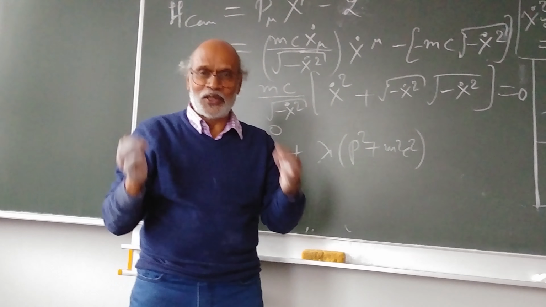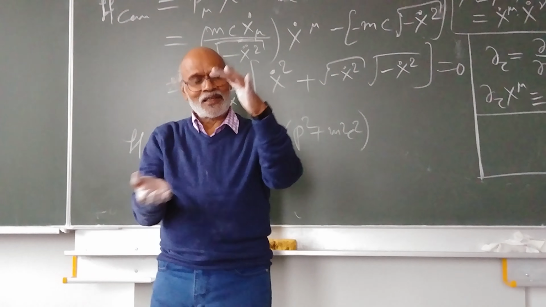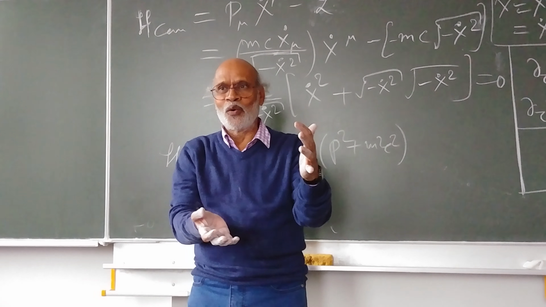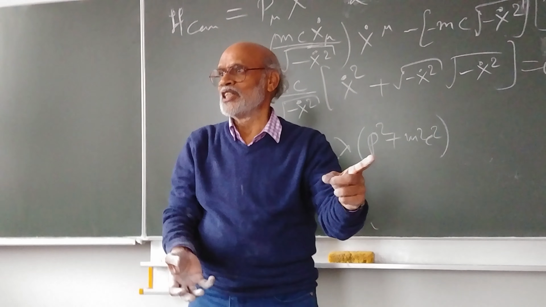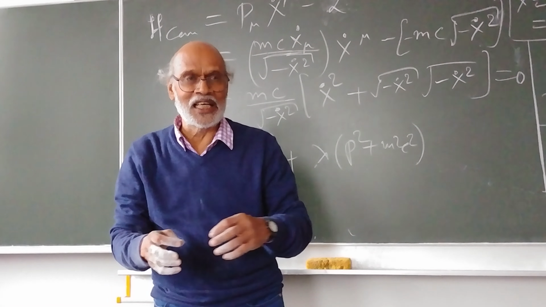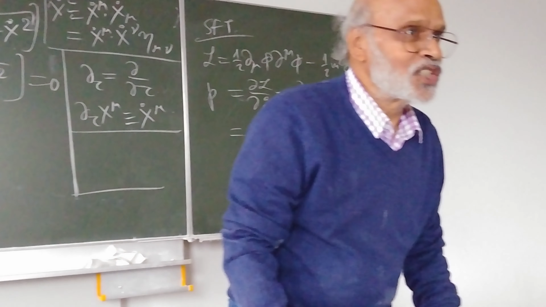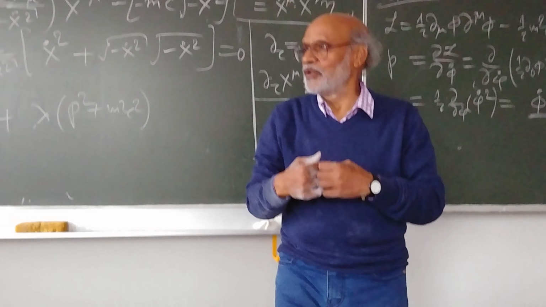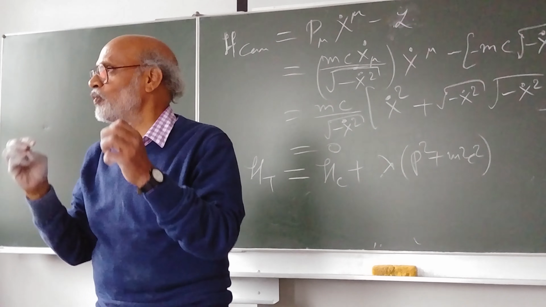All gauge invariant theories have to be constraint systems, and their constraints must somehow form a set of first class constraints only. Then it's a gauge invariant theory. Otherwise, it's a gauge non-invariant theory. And from gauge invariant theories, one can construct gauge non-invariant theories by going to the gauge fixing procedure. So you fix the gauge.